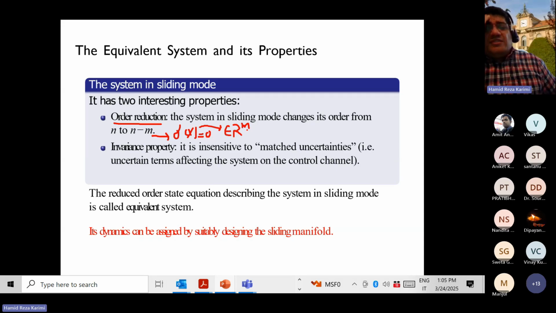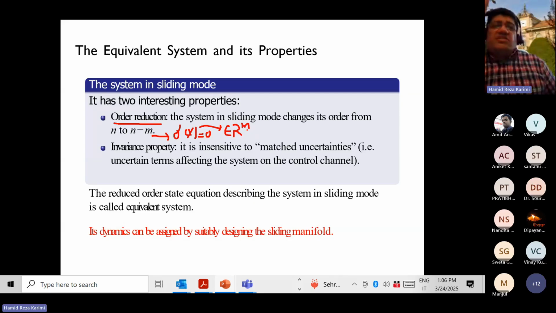The invariance property is insensitive to the matched uncertainties. It means the uncertain terms affecting the system on the control channels. So that's one of the properties, insensitive to this kind of matching uncertainties, and this is also about robustness. The reduced order state equation describing the system in a sliding mode is called the equivalent system. So basically, after designing the sliding surface, when you get the reduction in the order to n minus m, this reduced order system we call the equivalent system.